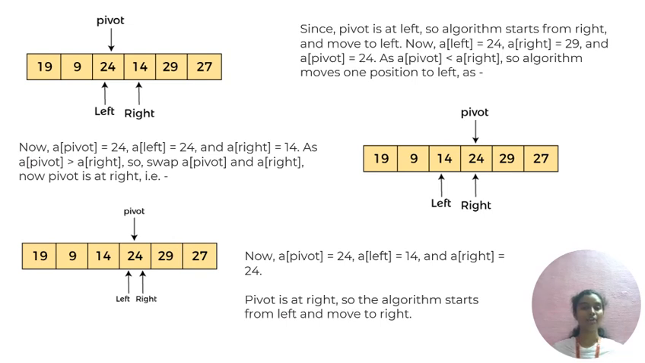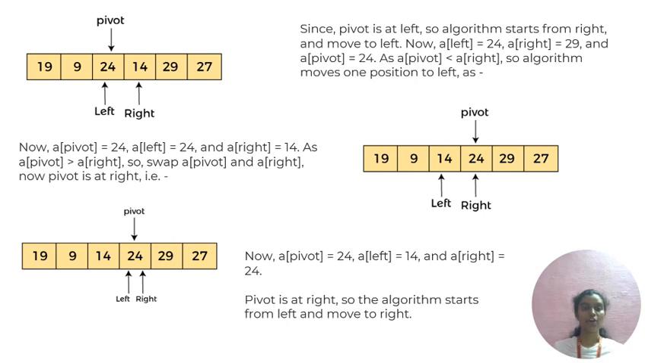Now A of left is equal to 24, A of right is equal to 29, and A of pivot is equal to 24. As A of pivot is less than A of right, the algorithm moves one position towards the left.